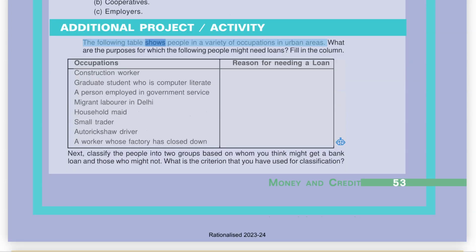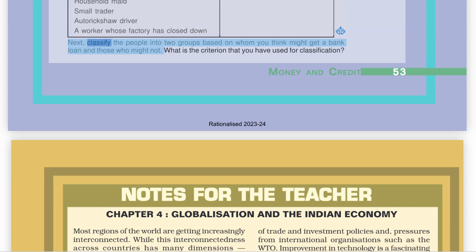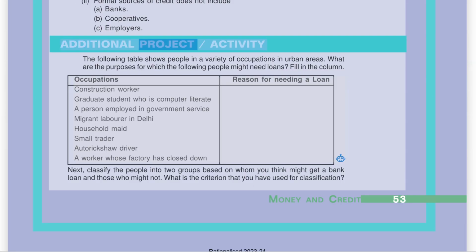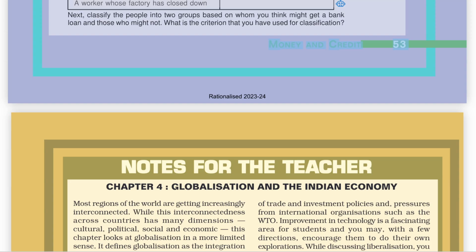The following table shows people in a variety of occupations in urban areas. What are the purposes for which the following people might need loans? Fill in the column. Next, classify the people into two groups based on whom you think might get a bank loan and those who might not. What is the criterion that you have used for classification? Additional project/activity.